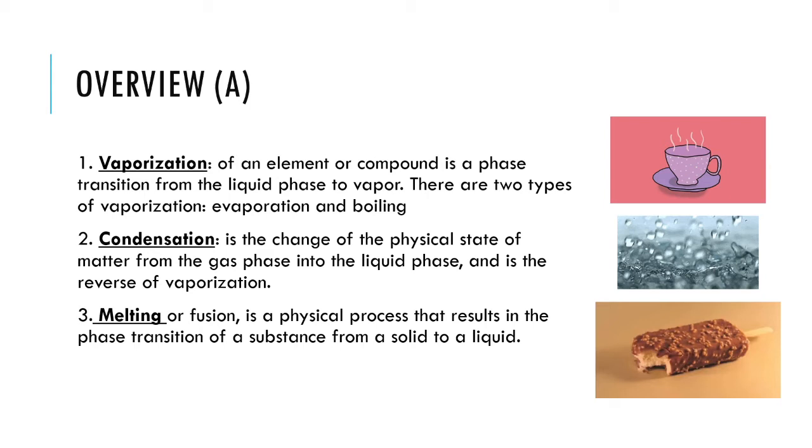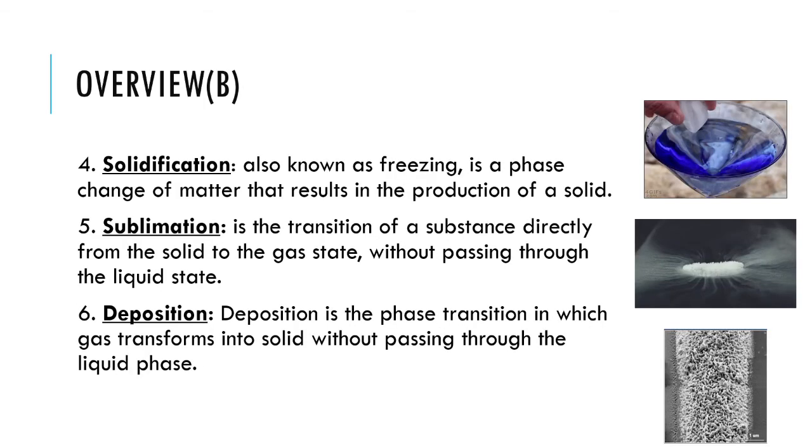In the first image we have tea or warm water giving out vapors and it is getting vaporized. Condensation. Condensation is the change of physical state of matter from gas phase to liquid phase and is the reverse of vaporization. The best example of condensation, as shown in the figure, is rain. Rain falling is basically conversion of vapor into liquid. Melting or fusion is a physical process that results in phase transition of a substance from solid to a liquid. A good example would be ice cream melting as ice changes to water, solid to liquid, or frozen milk to liquid milk.